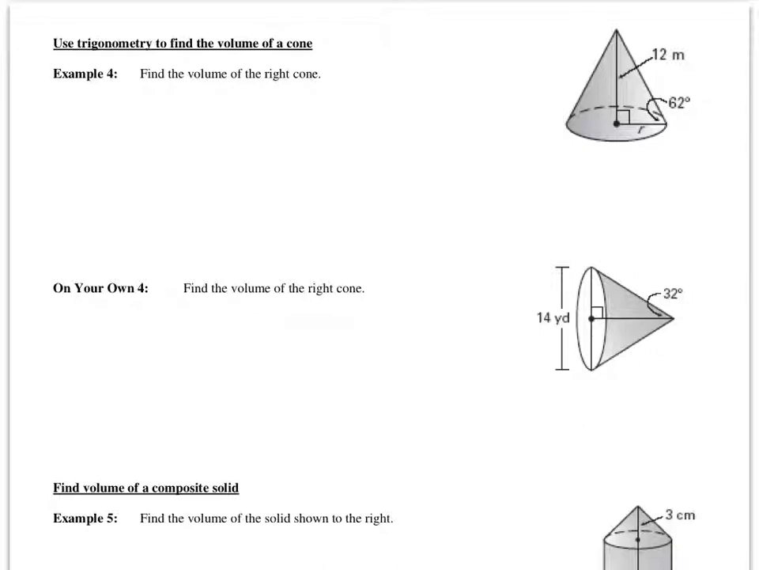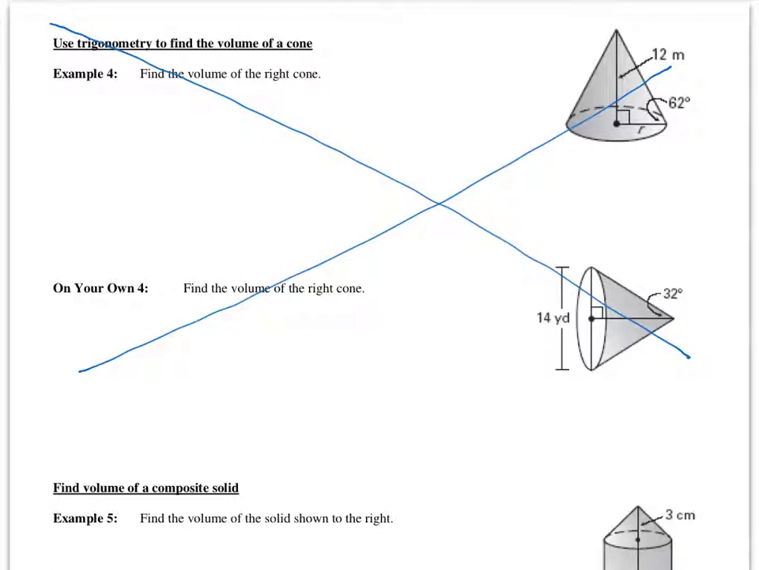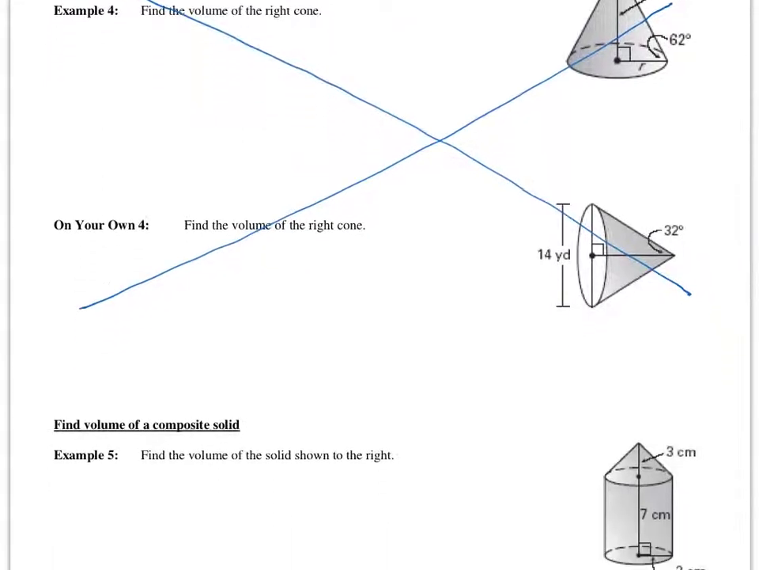So these examples right here say use trigonometry to find the volume of a cone. If you remember, trig is our SOHCAHTOA, sine, cosine, and tangent, and we are not going to do that. We've done it for a while. We're not going to do those right now. So yay, 2 more that you're not going to have to do right now.